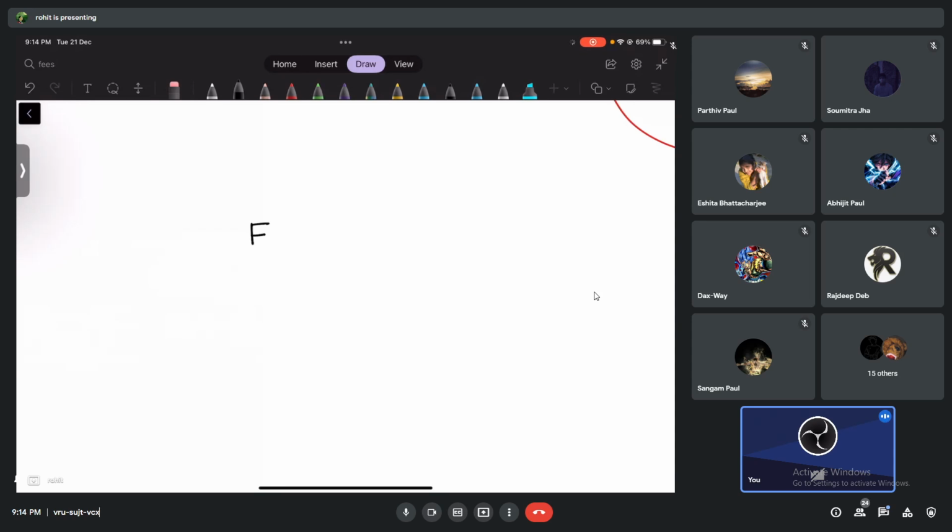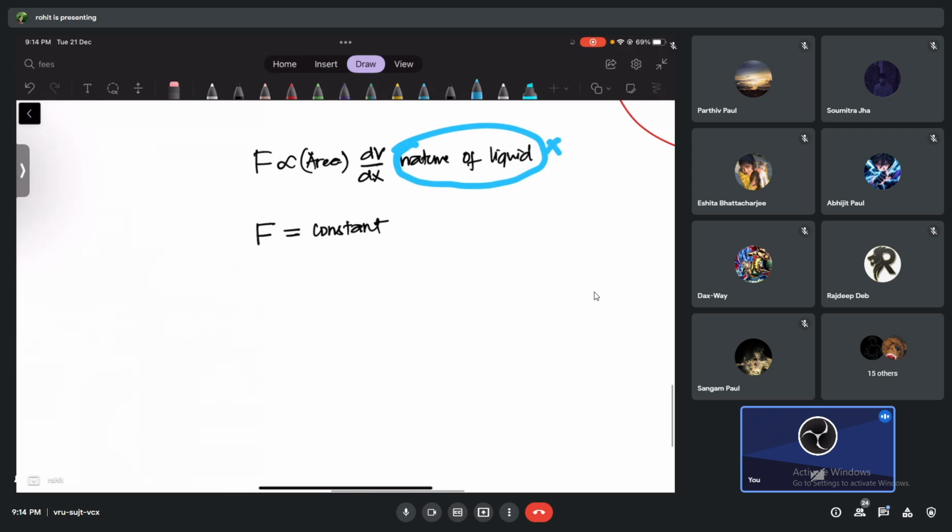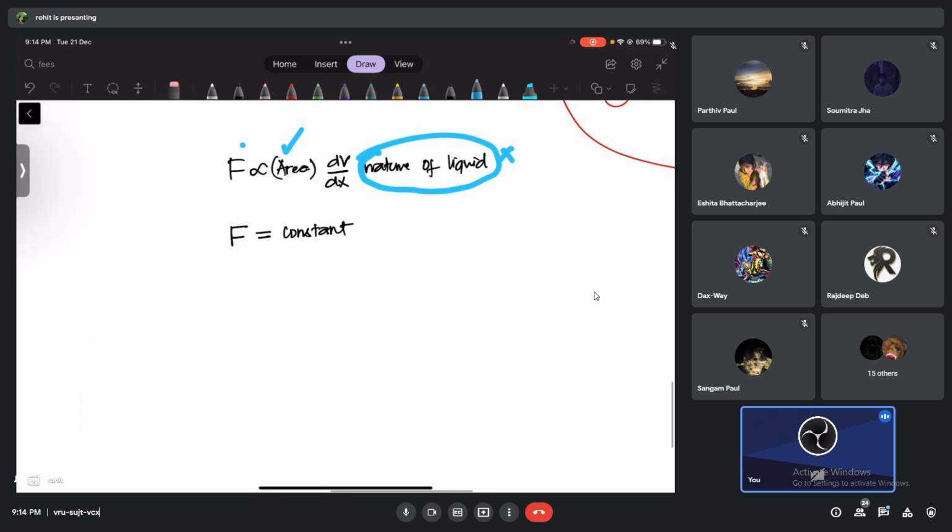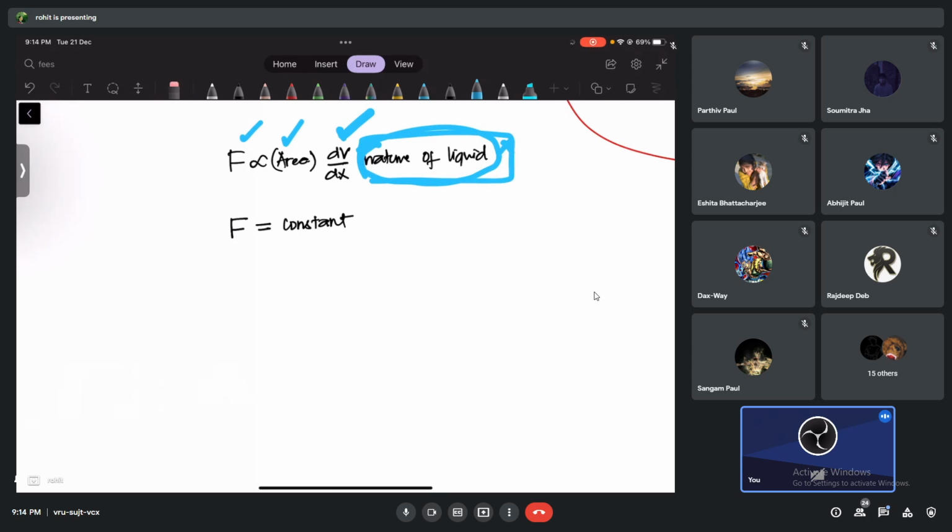So the viscous force that we are talking about is equal to a constant. I've removed the proportionality sign. I want to write F is proportional to area, F is proportional to dV by dx, and F is proportional to the nature of the liquid, but I cannot do that because the nature of the liquid is not a number. Force, area and dV by dx are measurable quantities, but the nature of a liquid is not a number. To represent it, we bring a constant, that will be a number, and that will represent the nature of the liquid.